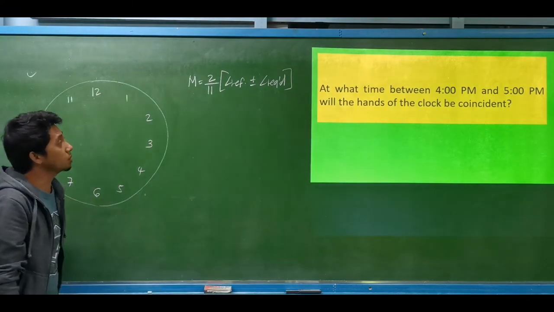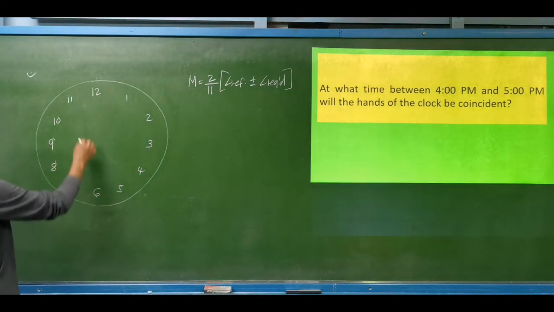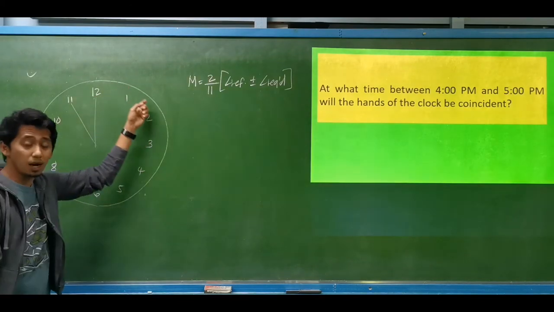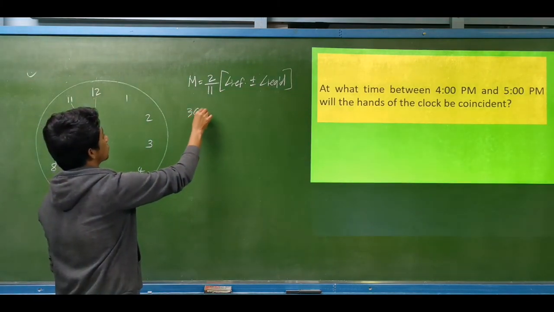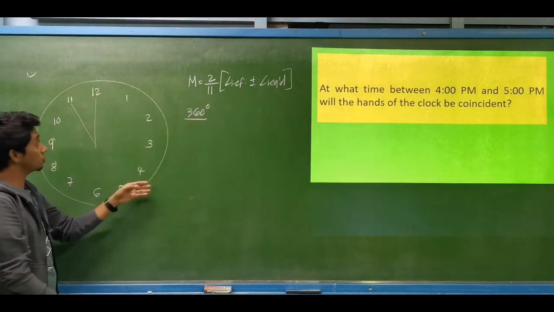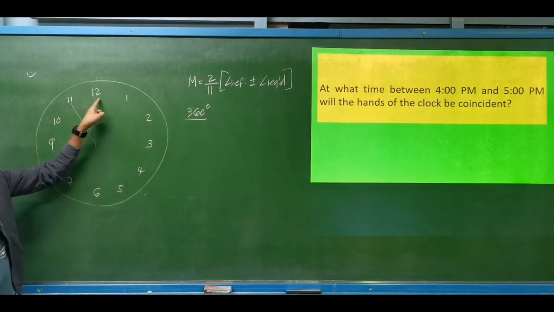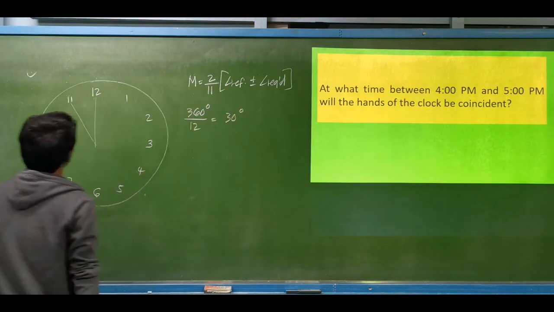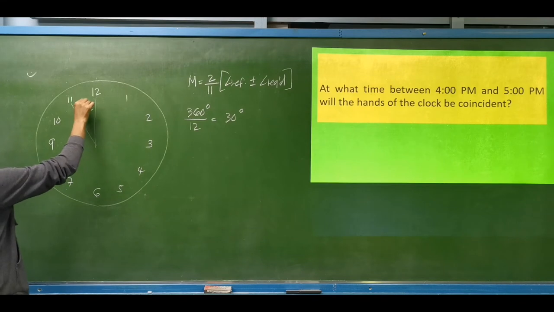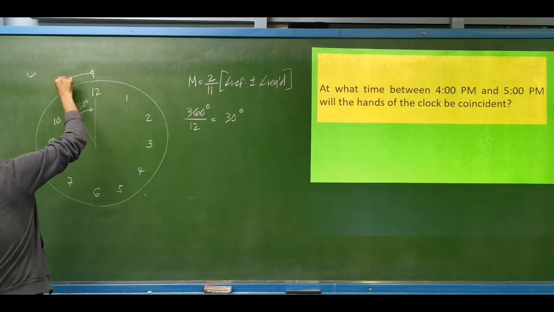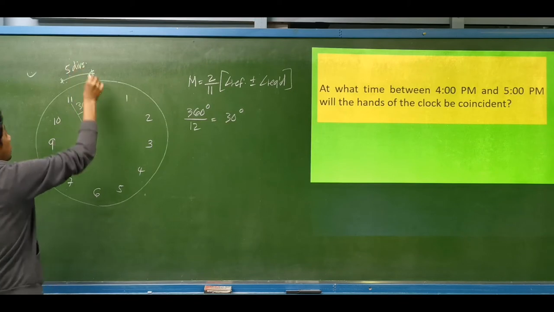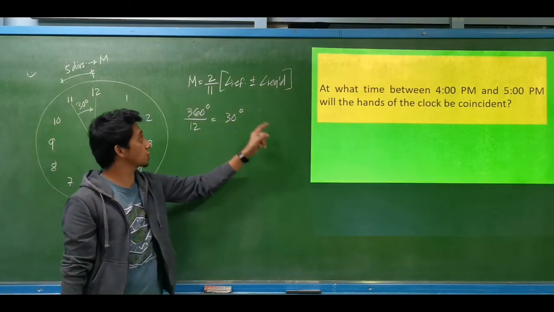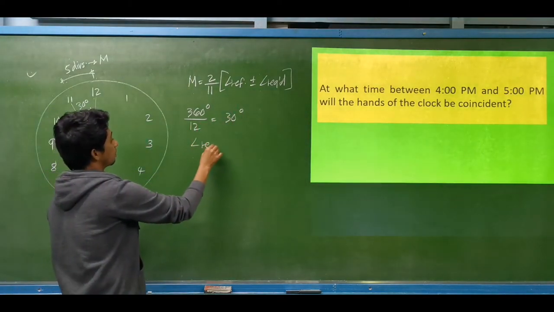So first, let us establish our reference. But by the way, what will be the measurement of the angle between two numbers? Basically, around the clock is the same as 360 degrees. How many divisions? For example, if we just consider the numbers, we have 12 hours, that is equal to 30 degrees. The angle between numbers is 30 degrees, but still, this corresponds to 5 divisions in terms of minutes. Okay? So again, let us first establish our angle reference.